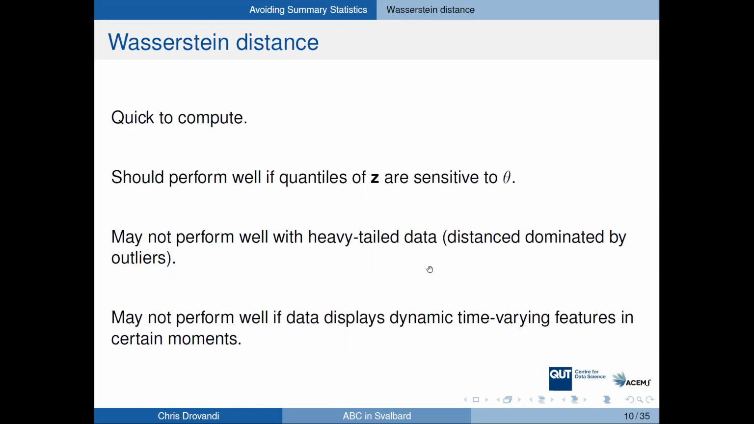It may also not perform particularly well for time series data, and this is because if you look at the time series from a univariate point of view, then the quantiles of that data may not be very sensitive to the parameter. So for time series data, you might like to combine the Wasserstein distance with some other summary statistics that tell us about the features of the dependence structure in the time series.